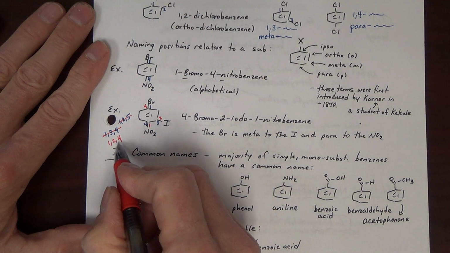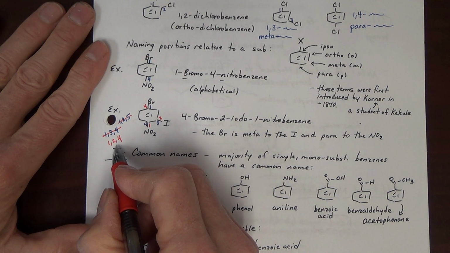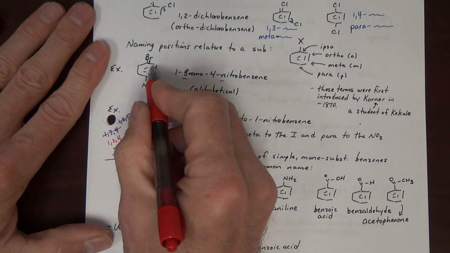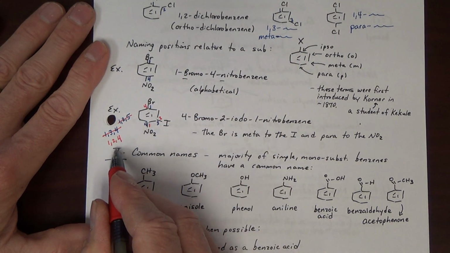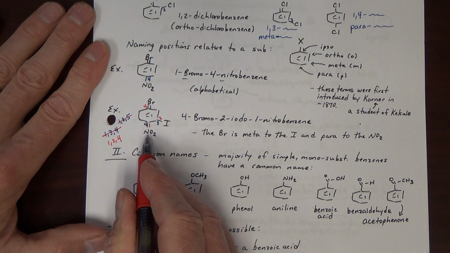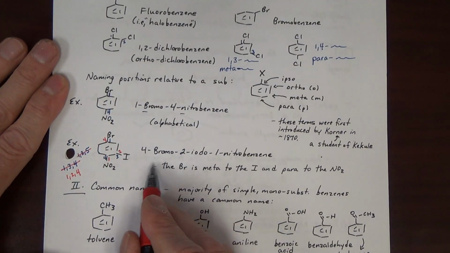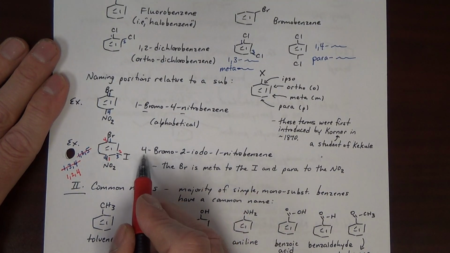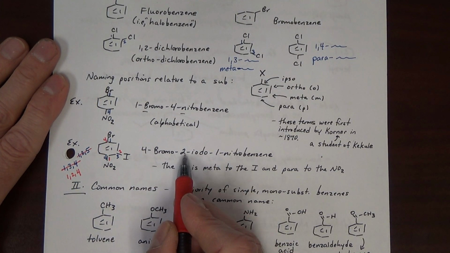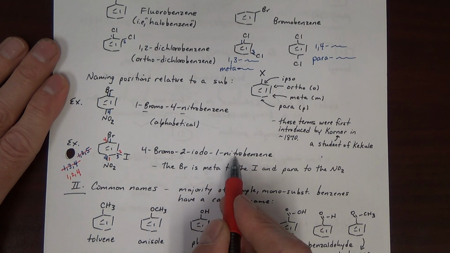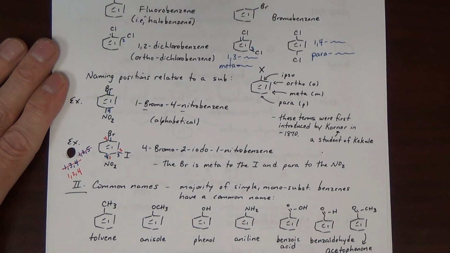There's only one way to get a 1, 2, 4, and so we don't have to break the tie in any way like we did above by using alphabetical. The numbering is set. We place the substituents in alphabetical order, but the bromine's at the 4 position, the iodo's at the 2: 4-bromo-2-iodo-1-nitrobenzene.